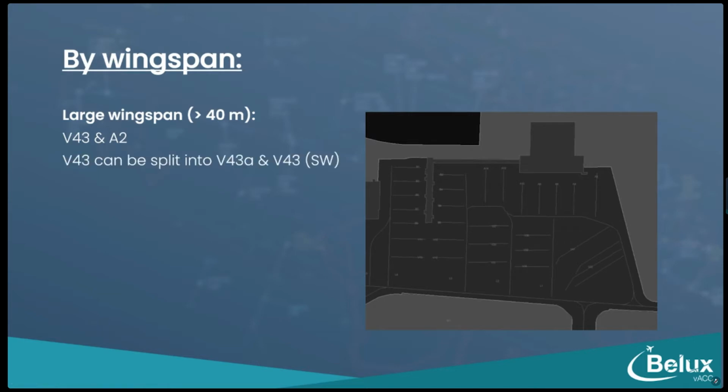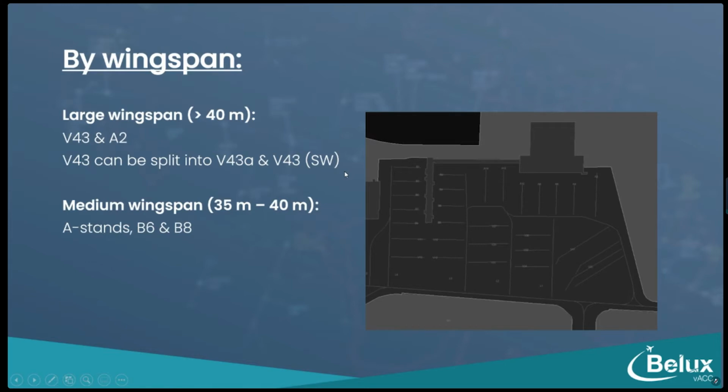that are passengers. Victor 4.3 can be split into Victor 4.3 Alpha and Victor 4.3 Bravo. That should be a typo over here. And then you have two extra stands over here, but those are for small wingspans.